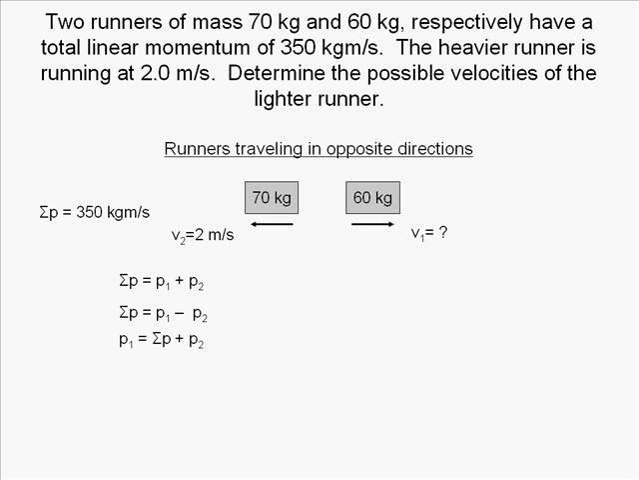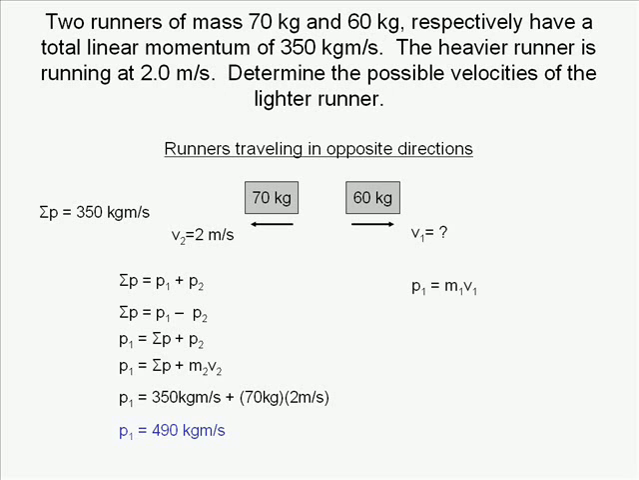We can rewrite P2 as M2 times V2, and now we can plug in our known values. We can solve for P1. P1 equals 490 kilogram meters per second. This value can now be used to find the velocity of the 60 kilogram mass.